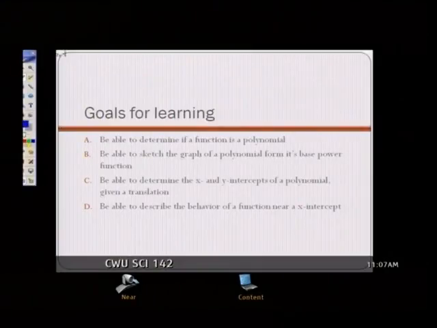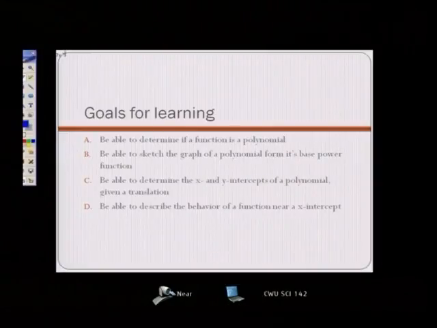Goals for learning is, as every day, what do we want you to learn today? There is a lot in this section, not as much as previous sections, but still a lot to learn today. Number one, we want to be able to determine if a function is a polynomial. In other words, what are the characteristics you look for in a polynomial? Second, be able to find a rough sketch, and we're continuing to build that ability to sketch functions throughout the 153 sequence. Be able to sketch the graph of a polynomial from its base power function, be able to determine the x and y intercepts given a translation, and then be able to describe the function as it approaches an intercept. Or in other words, what function does it look like? What does that tell you as it approaches one of the intercepts that we have?